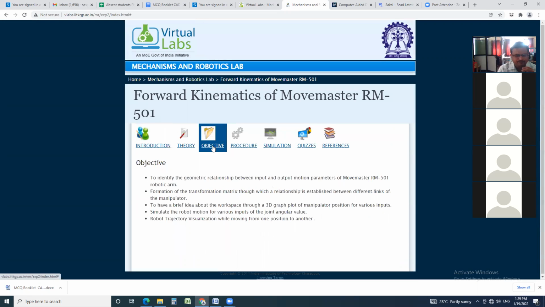Now we'll see the objectives. Objectives are first to identify the geometric relationship between input and output motion parameters of the MoveMaster RM501 robotic arm, formation of the transformation matrix through which a relationship is established between different links of the manipulator, to have a brief idea about the workspace through a 3D graph plot of manipulator position for various inputs, simulate the robot motion for various inputs of the joint angular values, and robot trajectory visualization while moving from one position to another. Next is the procedure.